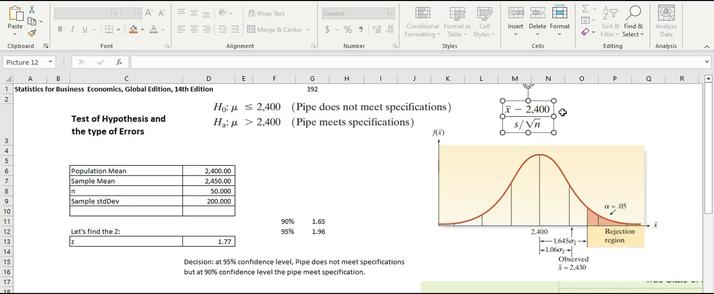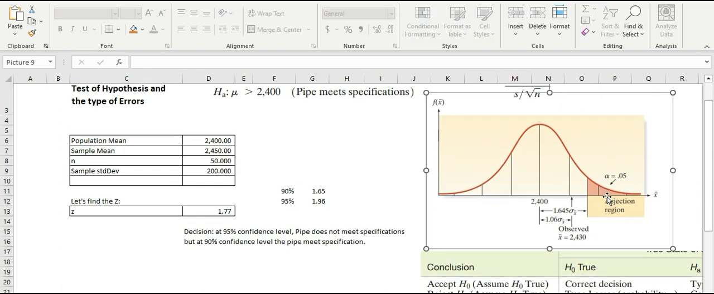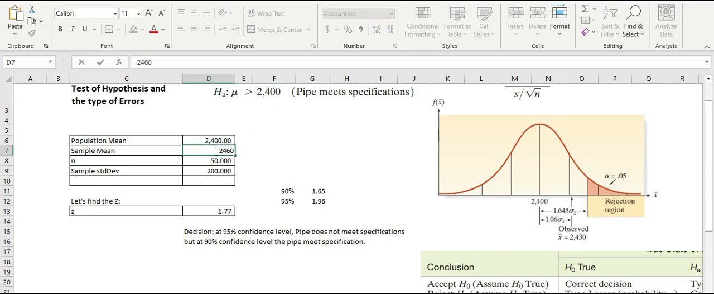This is the distribution for 1.645, and anything beyond 1.645 we will reject. By using 2,460, since 2.12 is greater than 1.96, we will reject. By rejecting that, we decide that the pipe meets specification because the mean is greater than 2,400. If it falls under here, then we will accept; if it falls here, then we will reject. I already discussed this one, so let's discuss the next.